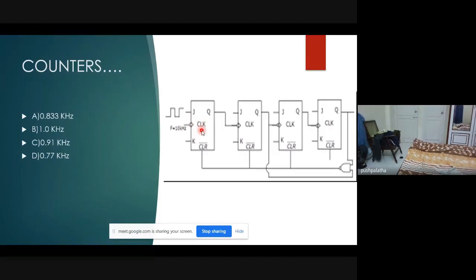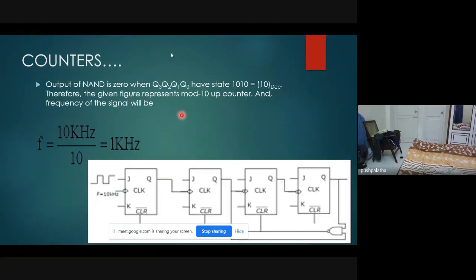The output of the NAND is 0 when Q3, Q2, Q1, Q0 have the state 1010. See how we are getting 1010. As I told you, these two are in the high state. Take Q3, Q2, Q1 and Q0. The present state, whatever the value may be, will toggle here.